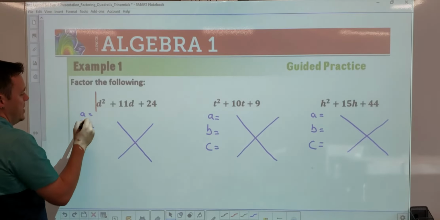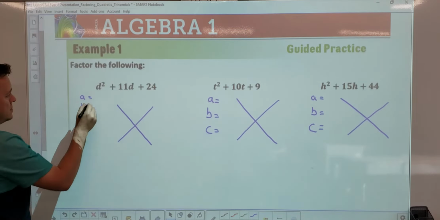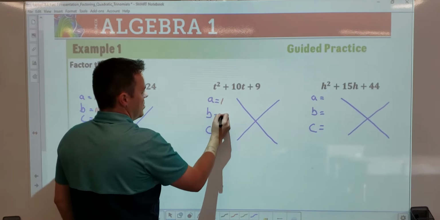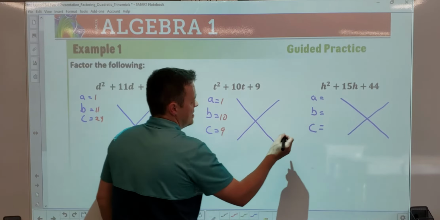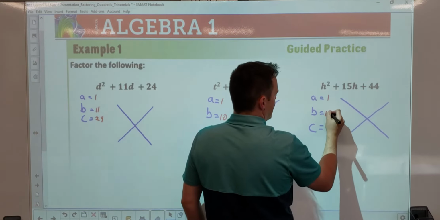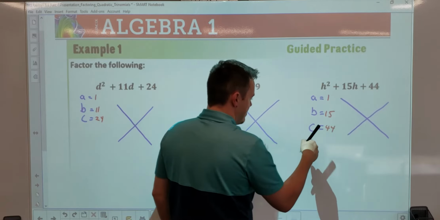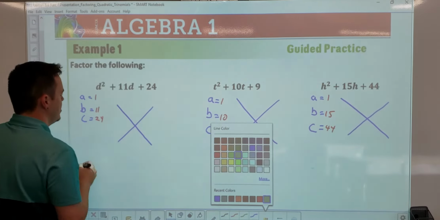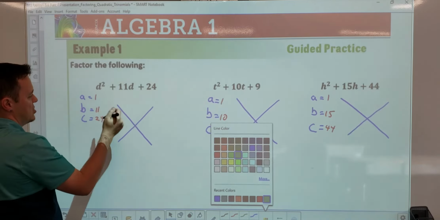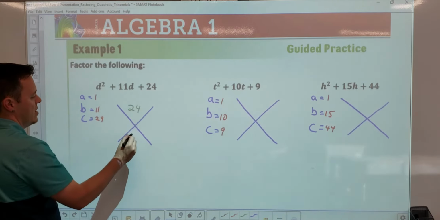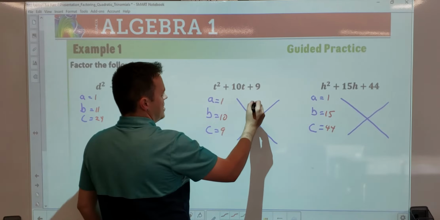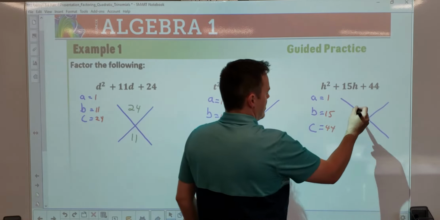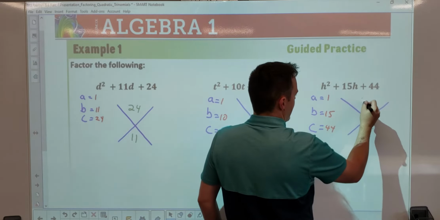My values: 1, 11, 24. This is going to be 1, 10, and 9. And this is going to be 1, 15, and 44. Okay, it's important you guys identify these. It makes this exercise a lot easier if you do, all right? 1 times 24, so it's 24. And 11. This one here is going to be 9 and 10. And then this one here is going to be 15 and 44.